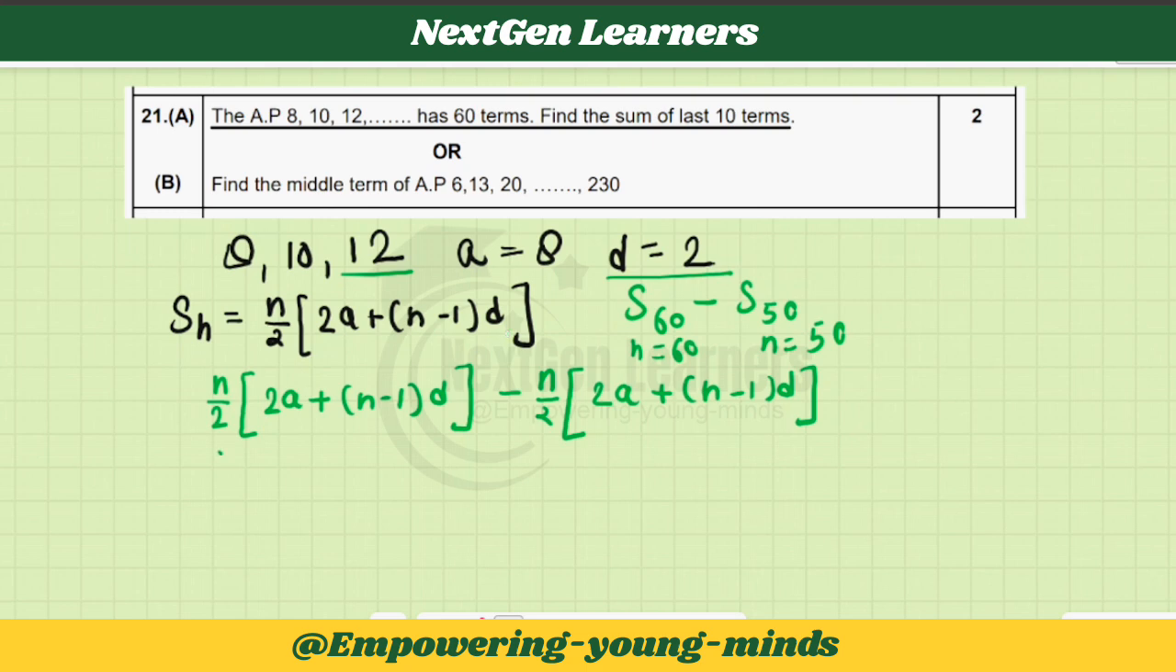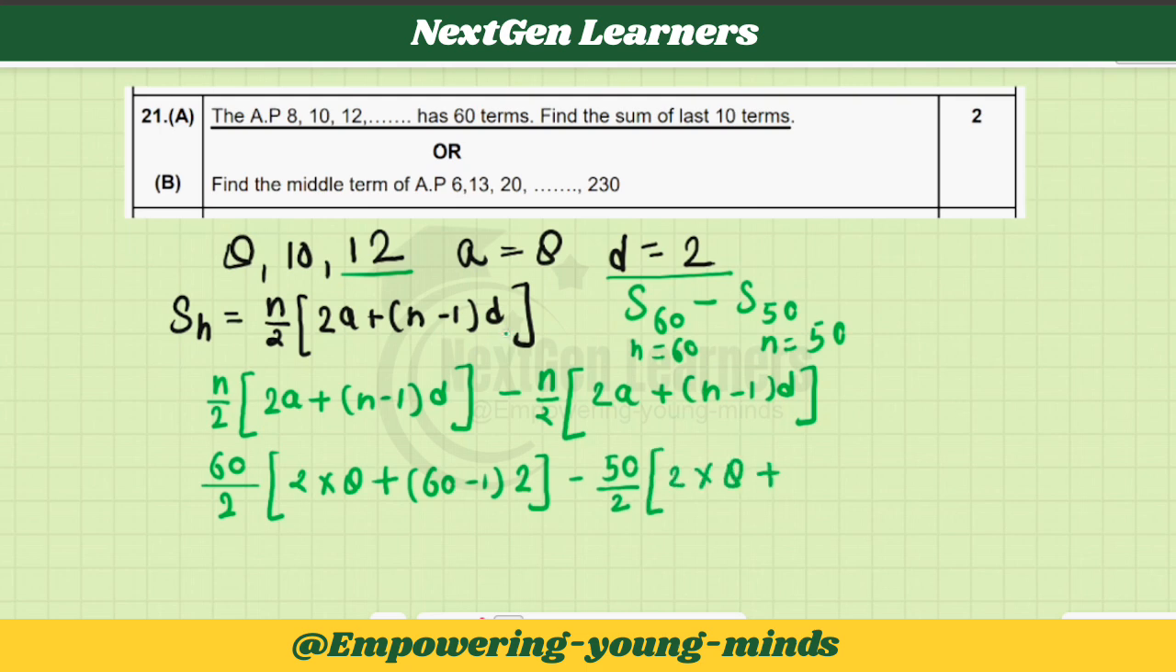So यहाँ पर n is equal to 60 है. So put the value of n as 60 upon 2 into 2 multiply a. A is given as 8 plus n, that is 60 minus 1, into D is given as 2, minus 50. यहाँ पर n दिया हुआ है 50. So 50 upon 2 to multiply a. A is given as 8 plus यहाँ पर होगा 50 minus 1, into D given as 2.